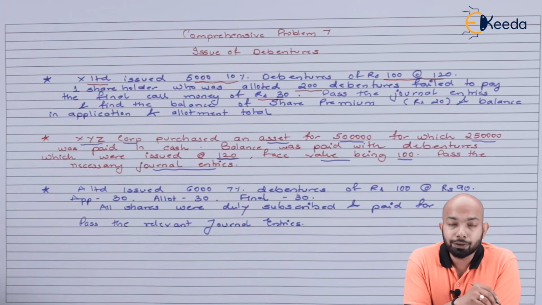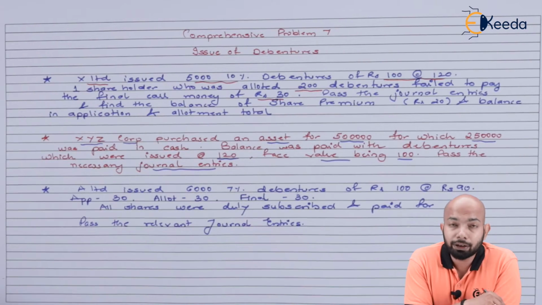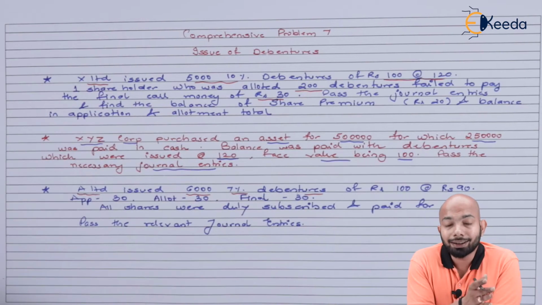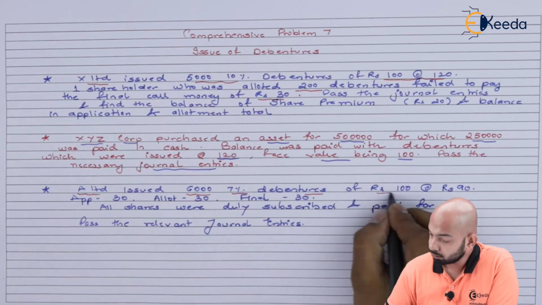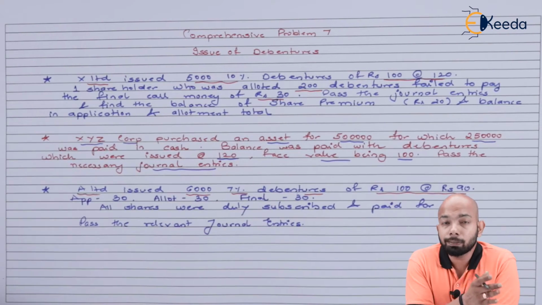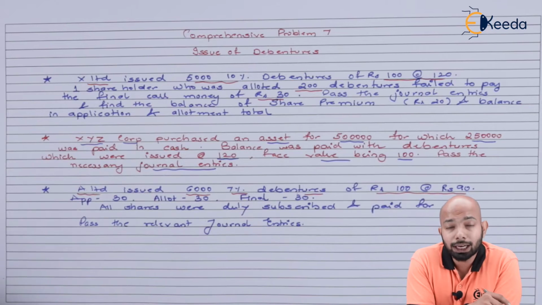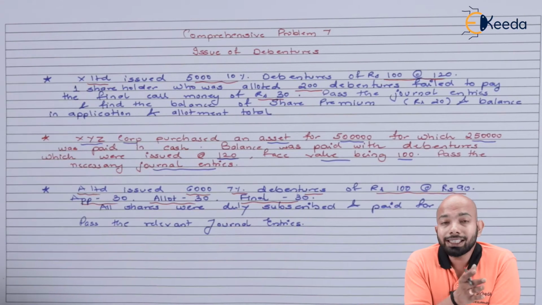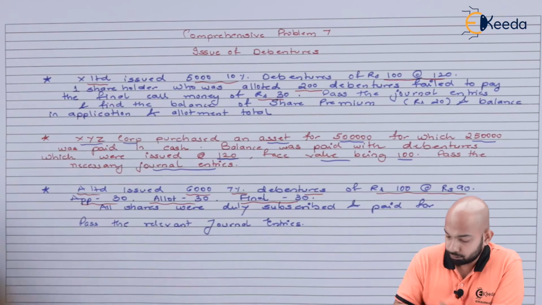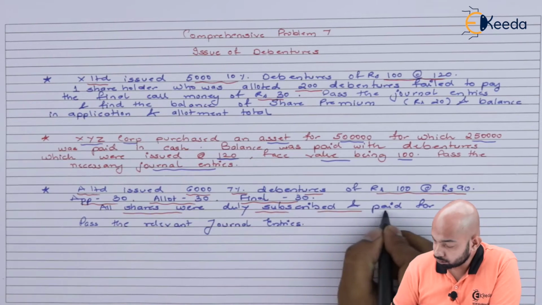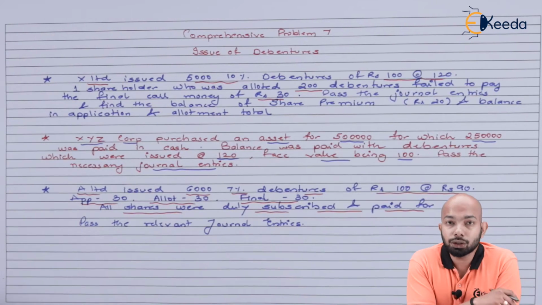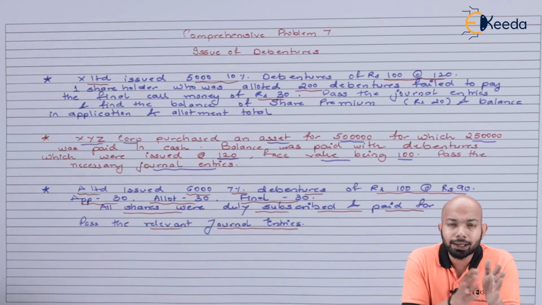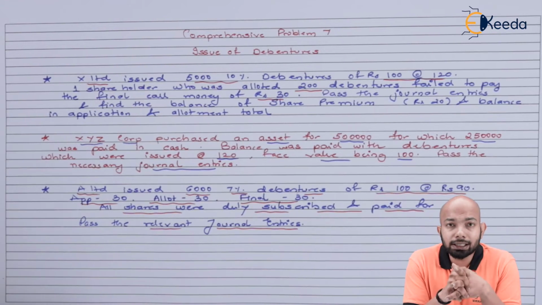Now, the last case study refers to A Limited, who issued 6,007% debentures of rupees 100 each at rupees 90. Application 30, allotment 30 and final call 30 was the value that has been mentioned. Now, all these shares were duly subscribed and paid for. We have to pass the relevant journal entries here. Now that we have all three case studies, let's go ahead and prepare the case 1 details first.